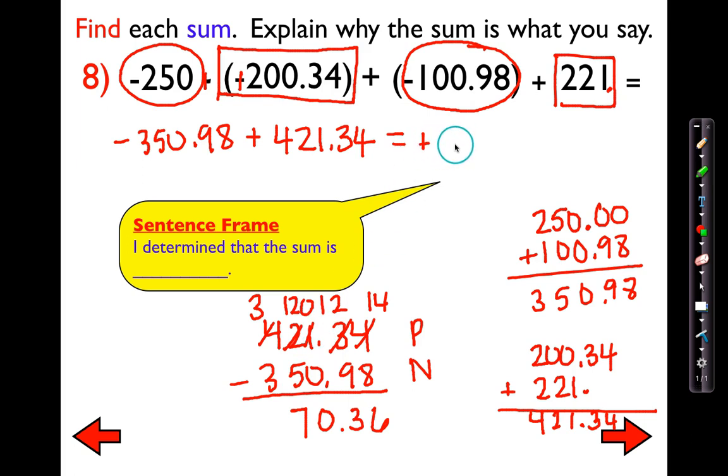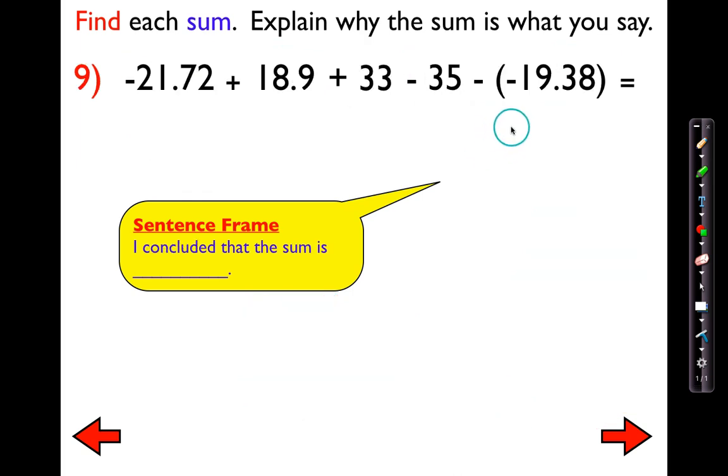So my final answer would be 70 and 3600ths. So to use a sentence frame, I would say I determined that the sum is 70 and 3600ths. Okay, so let's try another one.